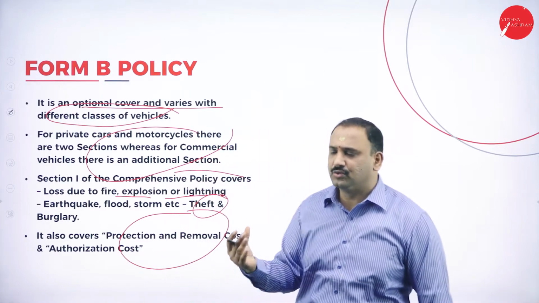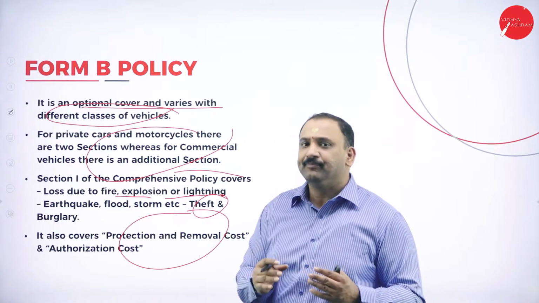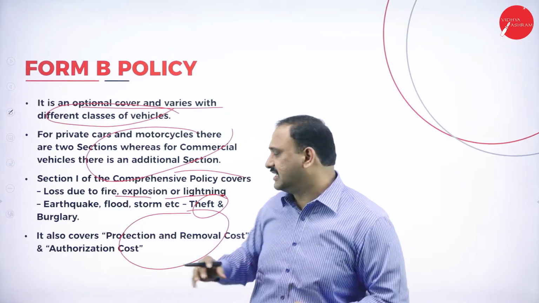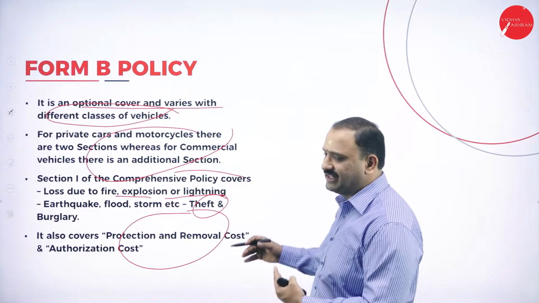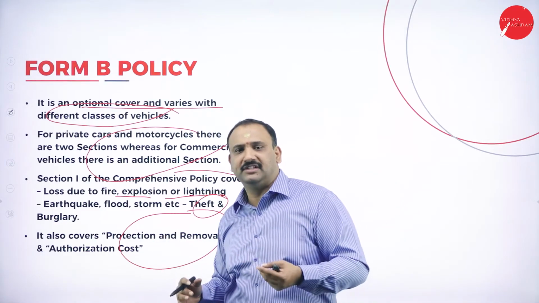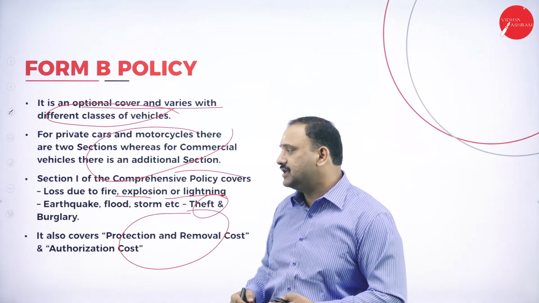Now, these are certain new things that we have to learn, which means at any given point of time, whatever factors are involved with the removal factor, the authorization factors, or with theft, burglary, earthquake, any of these kinds of things will be covered with this optional Form B policy.